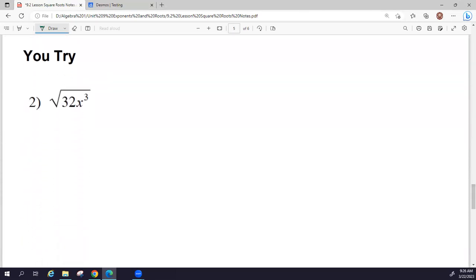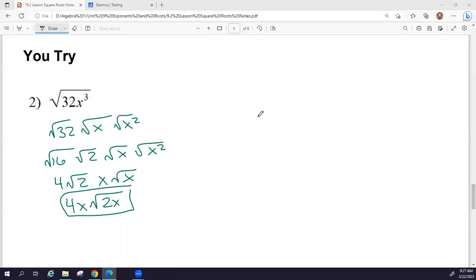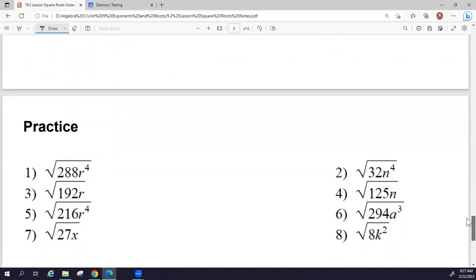Before you try this one, ask me for help if you struggled at all or were confused at all. Please do ask for help. That's the point. If not, give this one a try. So hopefully you got 4x times the square root of 2x. Again, we're using SQRT to enter square roots, so this would look like this. If you didn't, please do ask for help before you move on to the practice. It's good to make sure that we fix any misunderstandings before we practice it too many times. If you've done that, please move on to the practice.